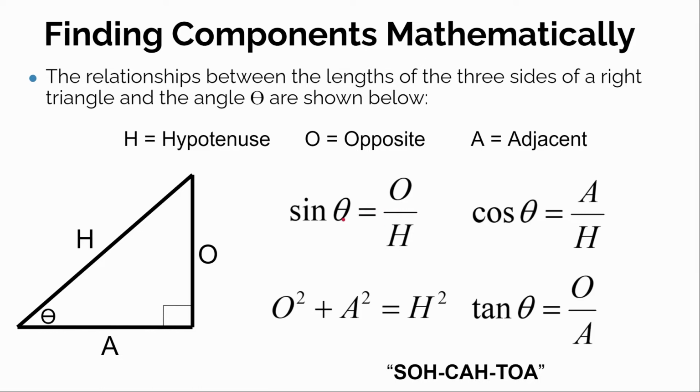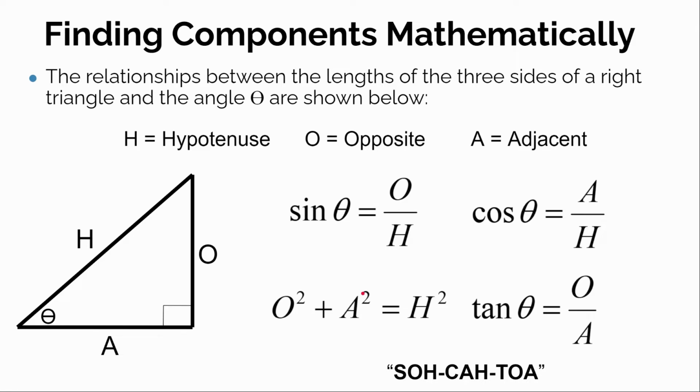Essentially, I want you guys to think about these as equations. The sine equation has 3 variables, theta, opposite side, and hypotenuse. And we can solve for any one of these 3 variables as long as we know the other 2. And the same thing is true for the tangent equation, the cosine equation, or the Pythagorean theorem.